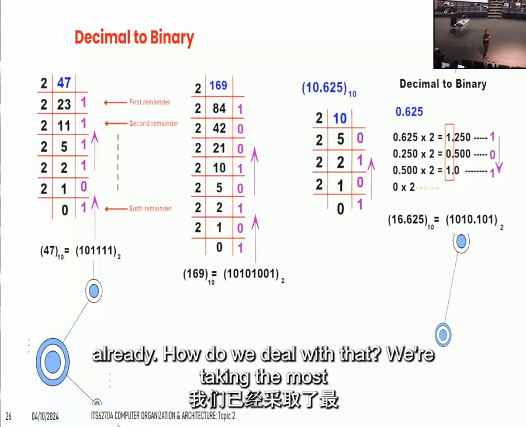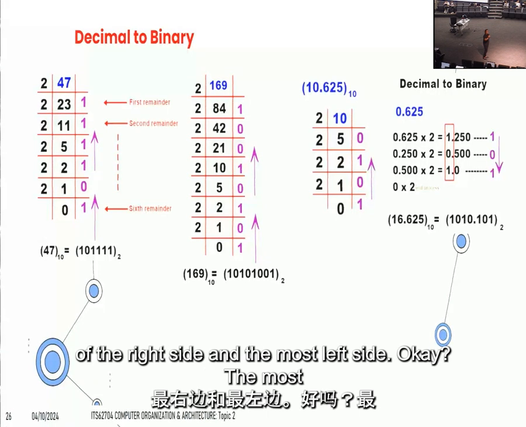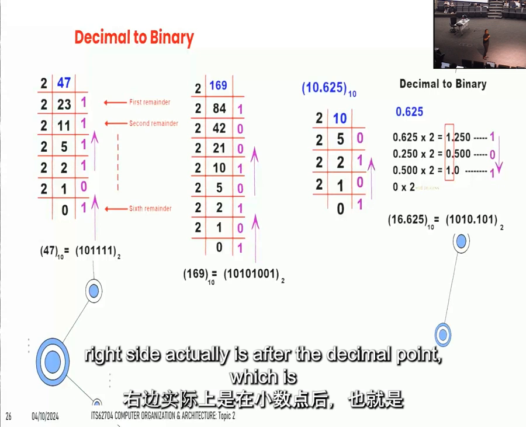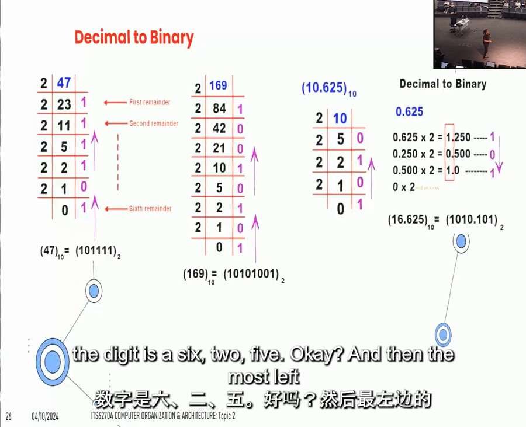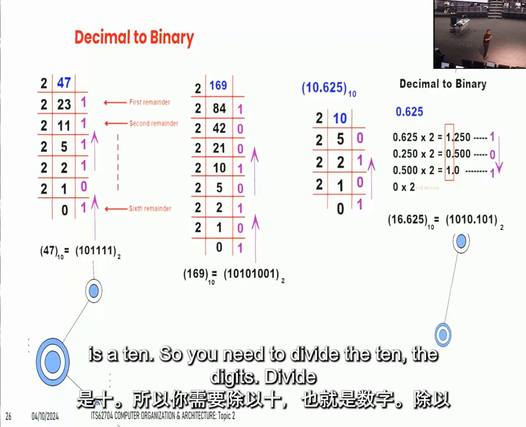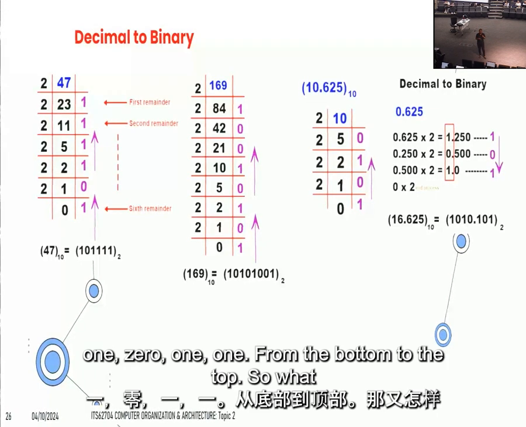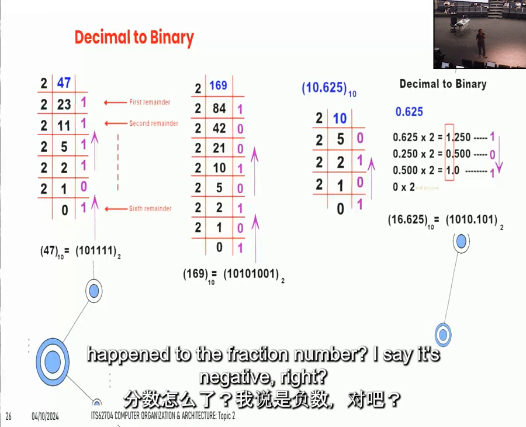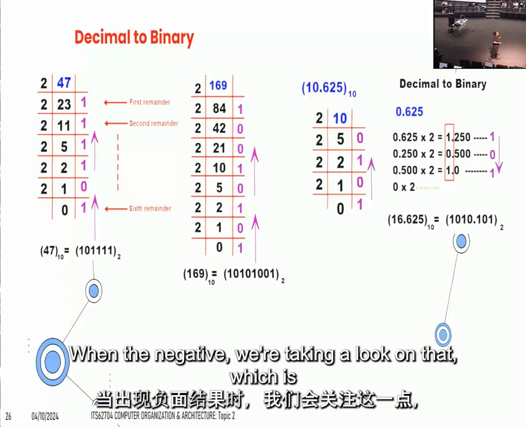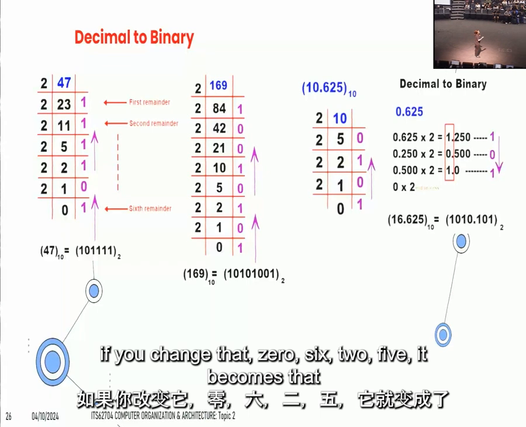We take the most right side and the most left side. The most right side is the part after the decimal point, which is 625. And then the most left is 10. So you need to divide the 10 first, and you get the remainder. Taking that 0, 1, 0, 1 from the bottom to the top. So what happened to the fraction number? It is handled differently, and if you change that 0.625, it becomes that number.